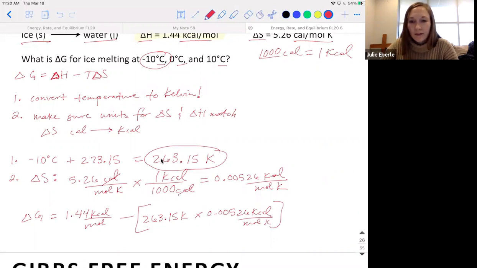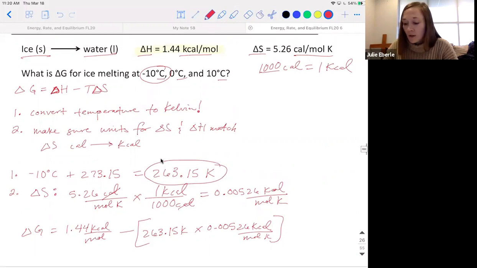Keegan, I am lost, okay? Which part, were you good with steps 1 and 2, converting the temperature to Kelvin and converting the delta S to kcal, or do we need to go back further? Lost you on 2. All right, step number 2.